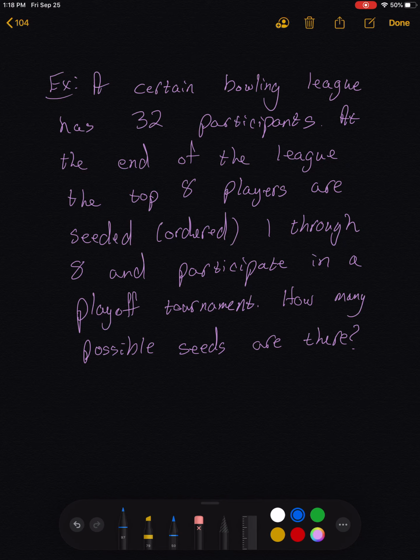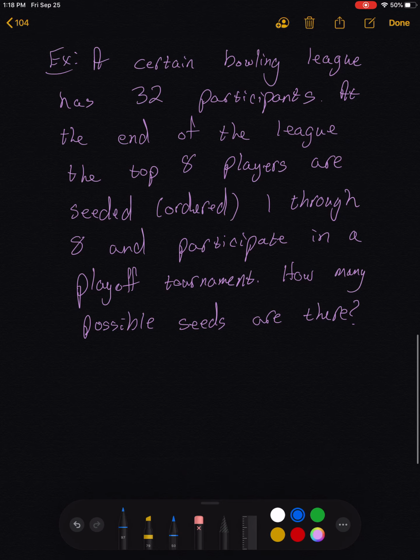So this is again a permutation question. We want to know how many ways we can select 8 players from the total 32 participants and seed them into the top 8 players. We're putting them in an order. First player comes first, second player comes second, third best comes third, and so on. So this is again a permutation where we have a collection of 32 objects and we want to select 8. So from our formula, this is n factorial, so 32 factorial, over n minus r, so 32 minus 8 factorial. So that would be 32 factorial over 24 factorial.